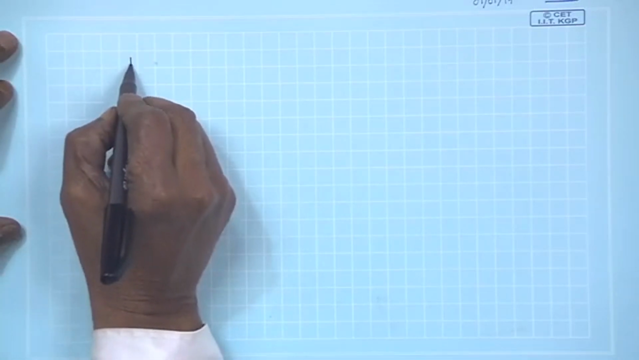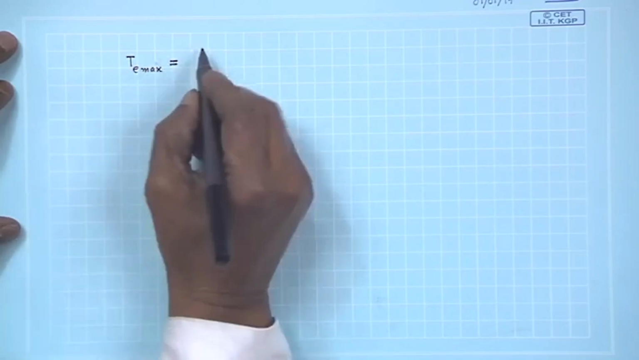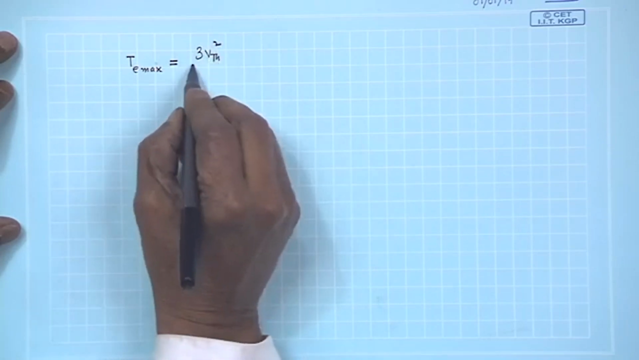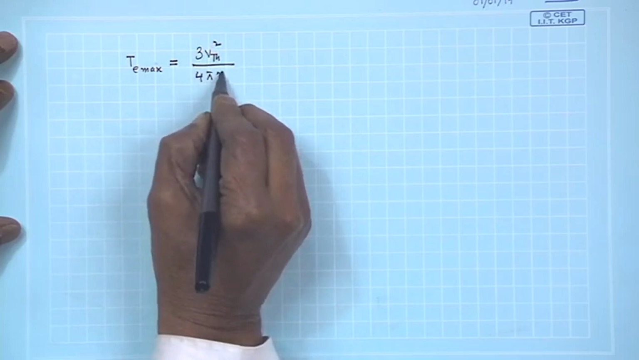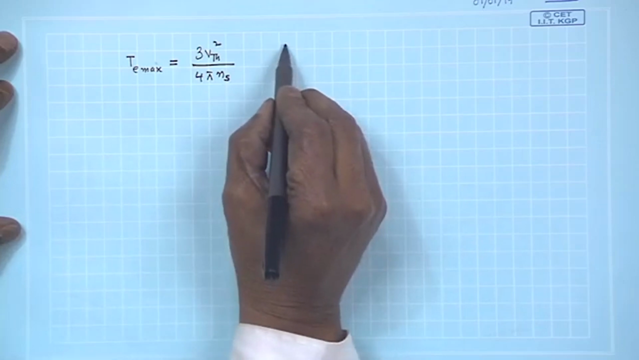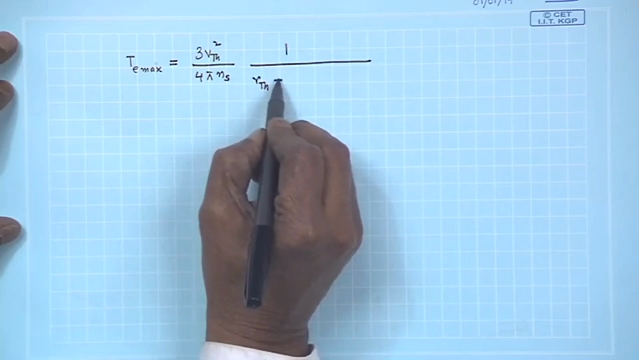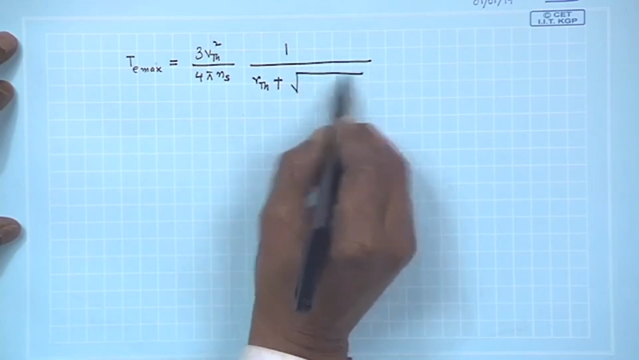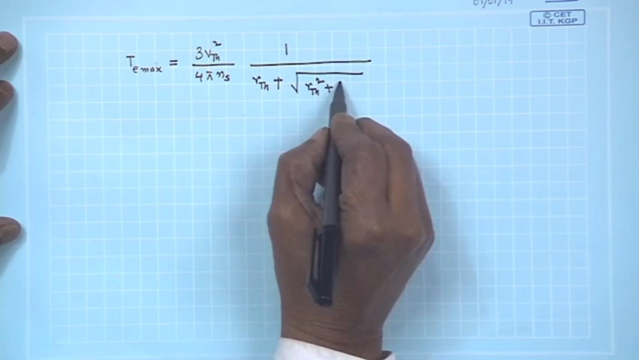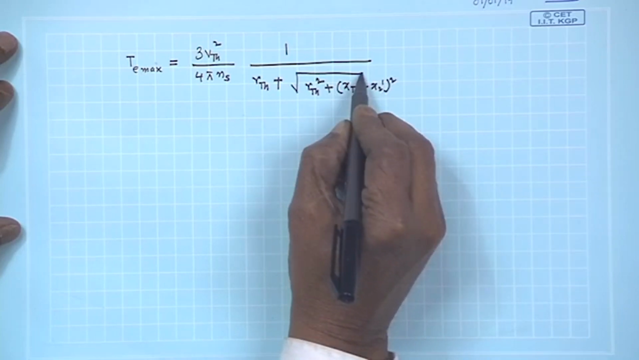One is T max, the maximum electromagnetic torque developed by the machine, which is V Thevenin squared by 4 pi n s. Mind you, this n s is in RPS, mechanical speed, and 1 by this is R Thevenin plus square root of R Thevenin squared plus x Thevenin plus x 2 dash squared.